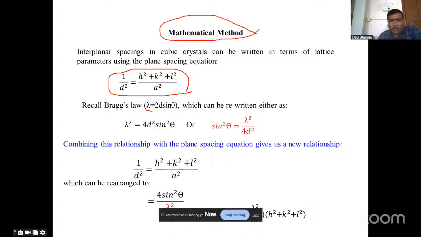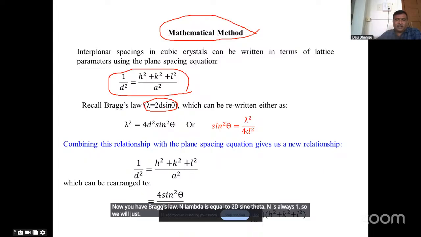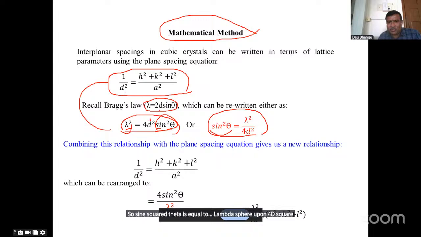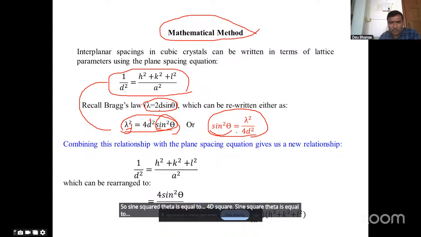Now you have Bragg's law: n lambda is equal to 2d sine theta. n is always 1, so we will just take it as 1 and not write it again. Square this equation. It will be lambda square equals 4 d square sine square theta. In these two equations, what is common? d square is common. So sine square theta is equal to lambda square upon 4d square.